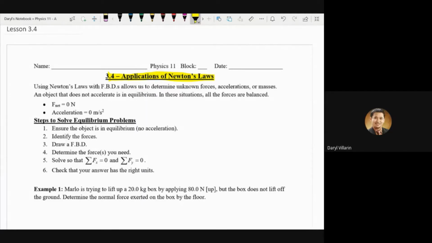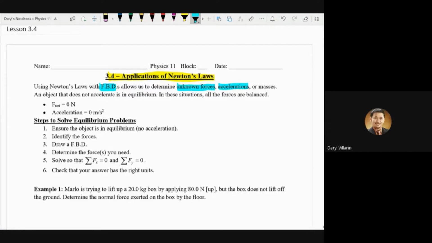For the first and second Newton's law, it's very important for you to use the free body diagram. The free body diagram allows us to determine unknown forces, the acceleration or the masses, and an object that does not accelerate is in equilibrium.